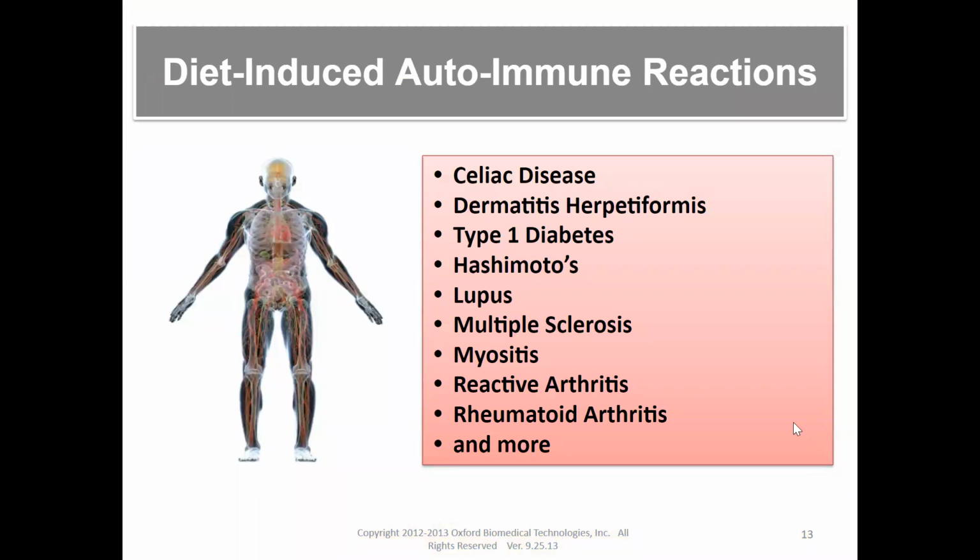Just some examples of diet-induced autoimmune reactions. So celiac disease, dermatitis, type 1 diabetes, Hashimoto's, lupus, MS, myositis, reactive arthritis, rheumatoid arthritis, and there's so many more. But it is, again, just important to understand that when the gut is compromised, now the immune system is confused and the immune system begins to attack certain parts of our body. And that's when you see these diseases start to set in.